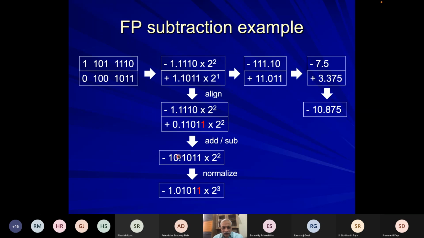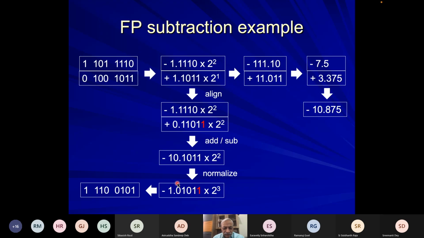And now on the left of the decimal, you have 210, which is beyond the normal range. So we shift it right, and we get 1.01011. So another bit is getting thrown here. Okay. And as we have shifted this right, the exponent is increased by 1, so you get 2 raised to power 3.